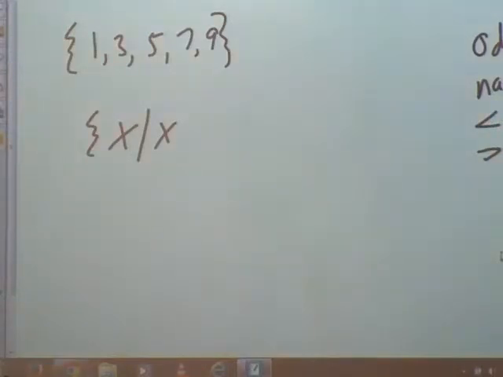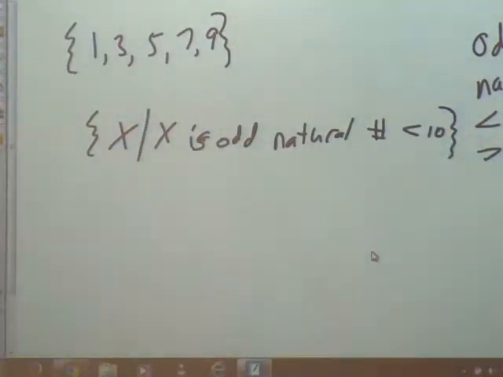So to write this all fancified now, we've got: the set of all numbers x such that x is an odd natural number less than 10. Does that get it? Yep. I think that's a pretty good description.